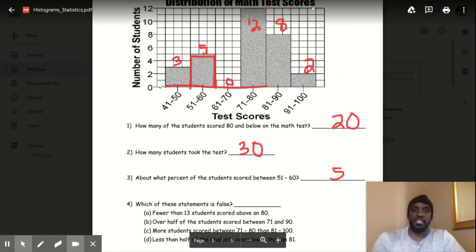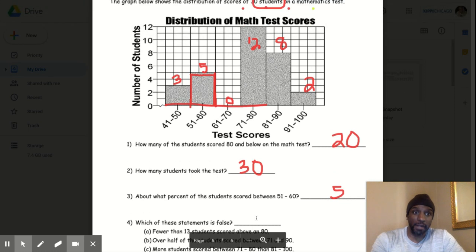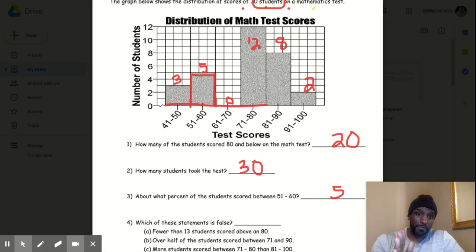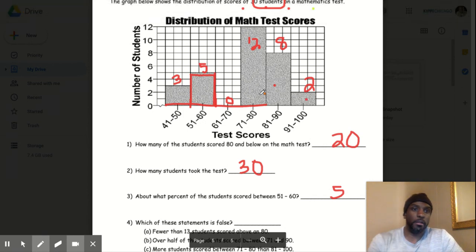Which of these statements is false? Fewer than 13 students scored above 80. Above 80, that's not including 80. So that means you're looking at this bar and that bar. That is fewer than 13. 8 plus 2, yes. Above 80 means not this bar. You've got to do these two bars. This is 71 through 80 here, so above 80 will be these two bars right here. That is 10. So yes, this is true.